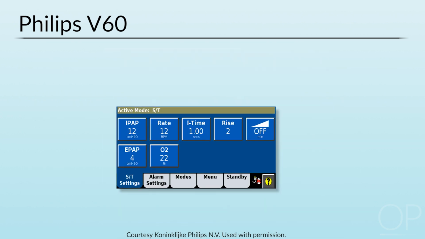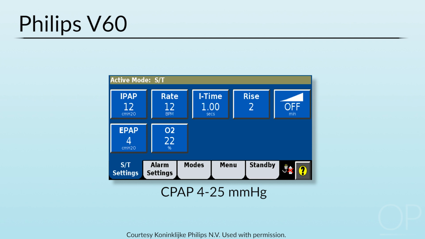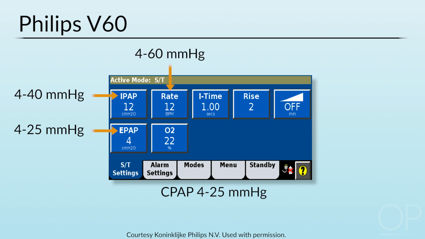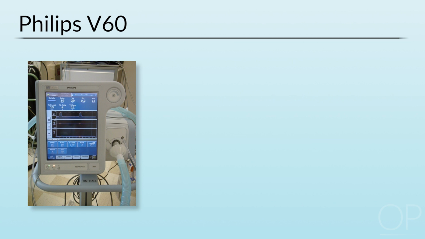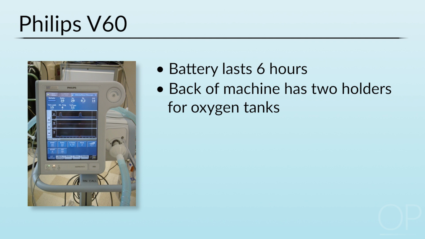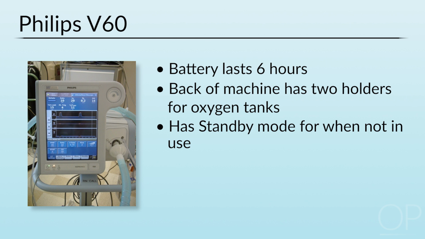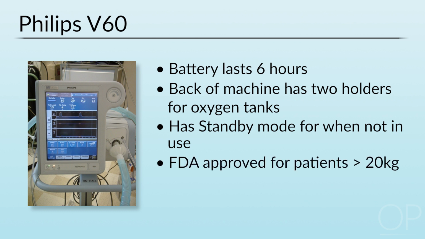So the V60 set parameter ranges. You can set your CPAP level from 4 to 25, your EPAP from 4 to 25. Your IPAP can be set from 4 to 40. The rate can be set from 4 to 60, and the FiO2 from room air to 100%. Some of the specs on the V60: the battery will last for 6 hours. The back of the machine has 2 holders for oxygen tanks, so it's very easy to transport. It has the ability to go into standby when not in use during the day, so all of your settings are saved. It's FDA approved for patients greater than 20 kilos, and anybody less than 20 kilos is considered to be off-label use.